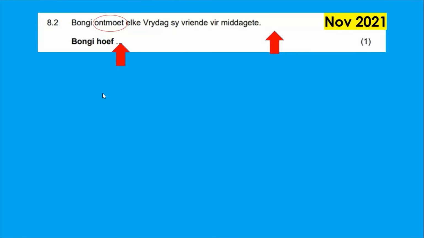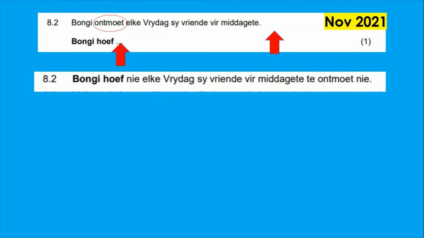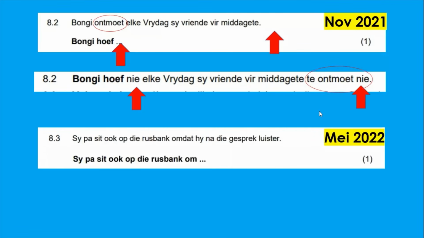But can you guys remember what to do with this verb? Okay. We have a new verb 1. Can you remember what happens to this verb? Pause. See if you can do it. Let's have a look. Bongie hoef nie elke Vrydag sy vriende vir middagete te ontmoet nie. Okay, so our verb moves because we have a new verb 1 and this one cannot sit on the other one's lap. So it needs to move to verb 2. It gets a te in front of it and then the nie at the end. Okay, easy peasy.